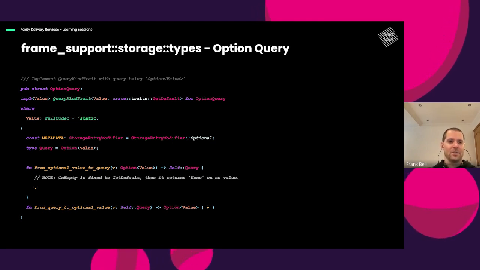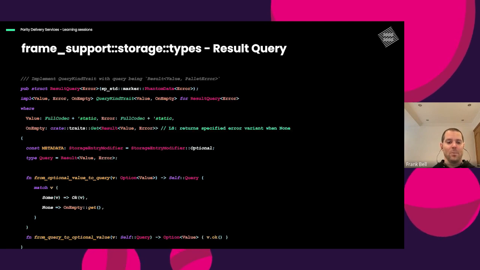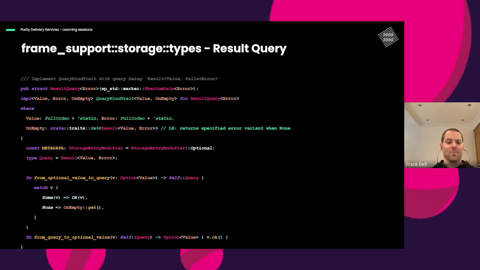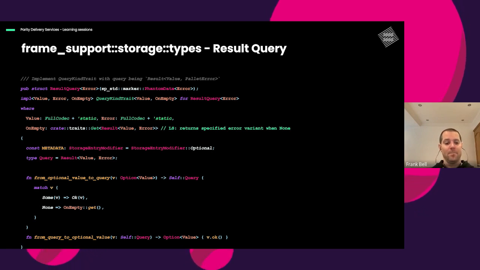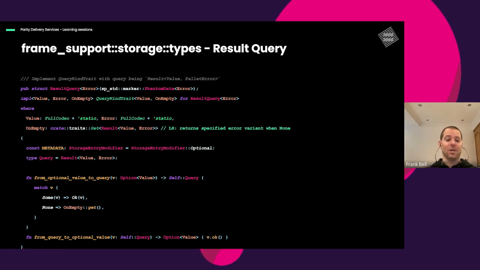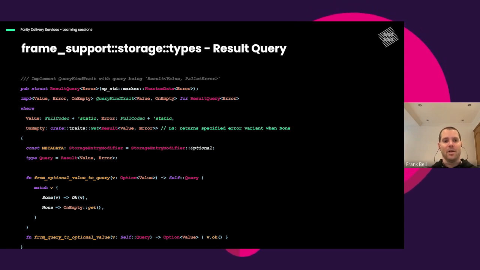But if we then contrast that to the result query, you can see now that the query type is different. It's a result of some value or an error. And in this instance, we're taking in an option. And then if we have an option, which is some value, all we do is wrap it in an OK. Otherwise, if it doesn't exist, we then call the get function on empty type, which in this case is going to return the error that we specify when we actually call the particular method to return an error if something doesn't exist. And then the other one is fairly straightforward as well, so I won't go into that.